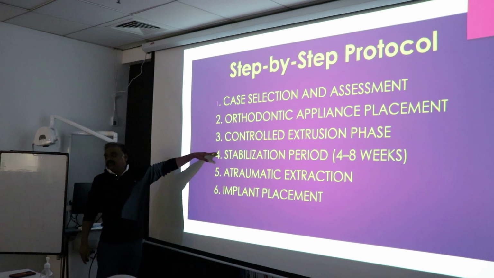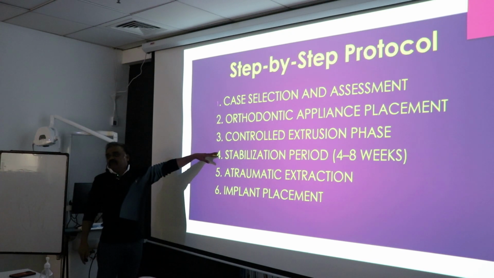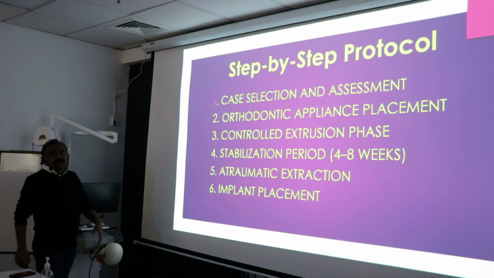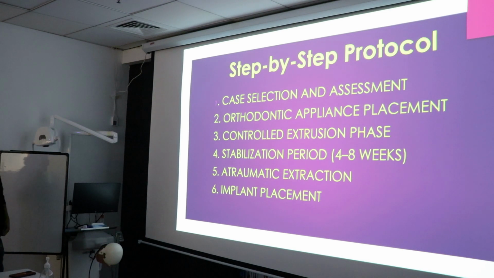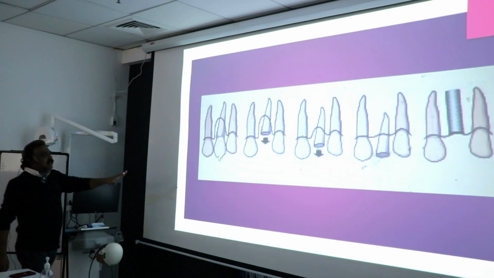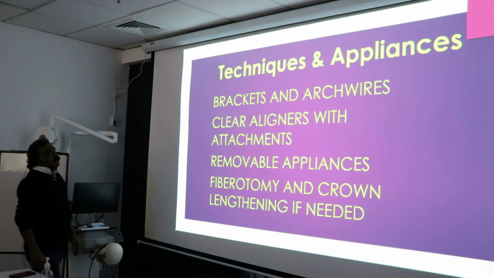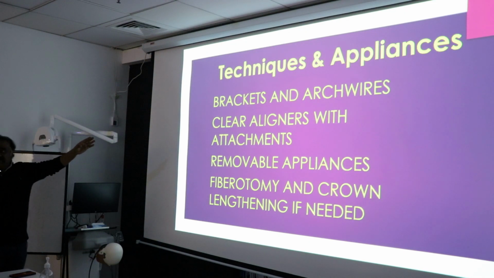Stabilization is 4 to 8 weeks. So normally we follow that protocol just to make sure that we are safe with what we have done. And then an atraumatic extraction, which is extremely important when you're going to place an immediate implant. And this is what exactly happens, which was shown by Dr. Suhail. You have brackets and archwires, which was shown.